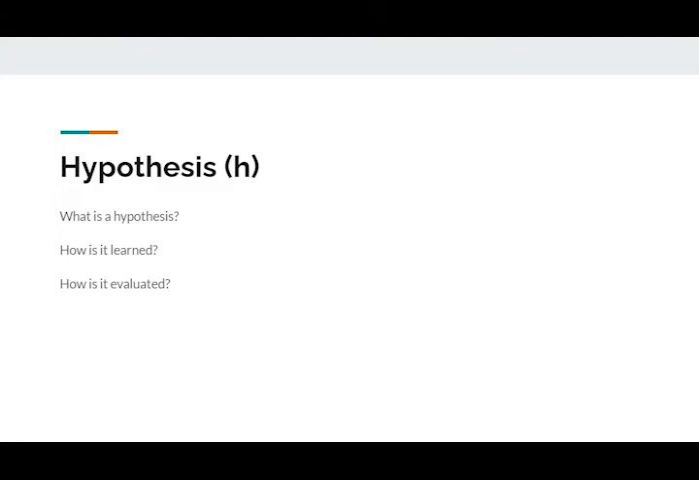A simple definition for hypothesis is that it's an instance or a specific candidate model that maps inputs to outputs and can be evaluated and used to make predictions. The training dataset is used to learn a hypothesis, and the hypothesis is evaluated by the test dataset. A hypothesis is notated by lowercase h.